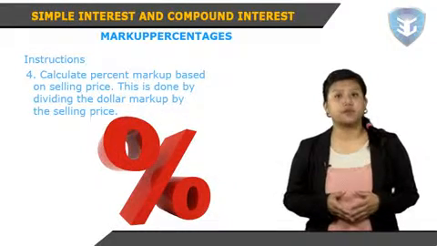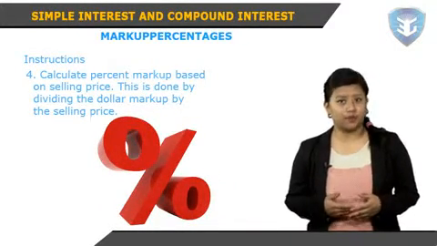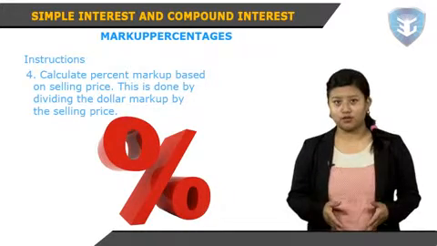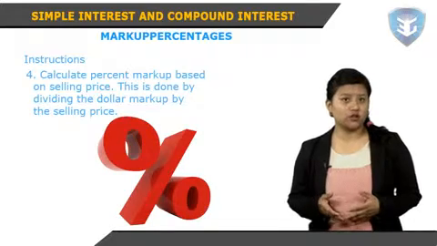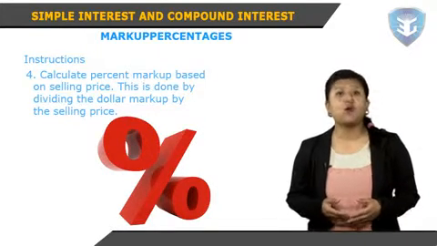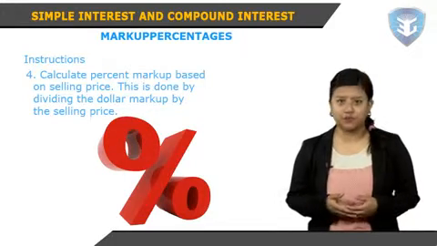Step 4: calculate the percent markup based on selling price. This is done by dividing the dollar markup by the selling price. So if our selling price is $15 and the dollar markup is 5, we would take 5 upon $15 and we would get 0.33 or 33%. So our percentage markup based on selling price would be 33%.